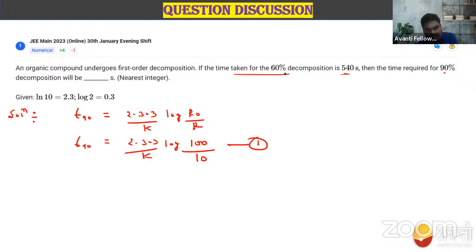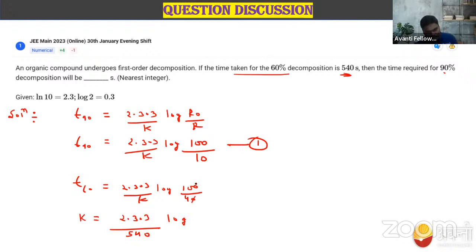Because in this, they are given for 60%: the time taken for 60% decomposition is 540 seconds. So from this point, for 60% decomposition, we write 2.303 over K, log of initial over remaining, is equal to, again 100, and here 60% decomposed. Then what amount is left? That is 40. So here we can calculate K, because 2.303 is already given. T60 is 540 seconds.